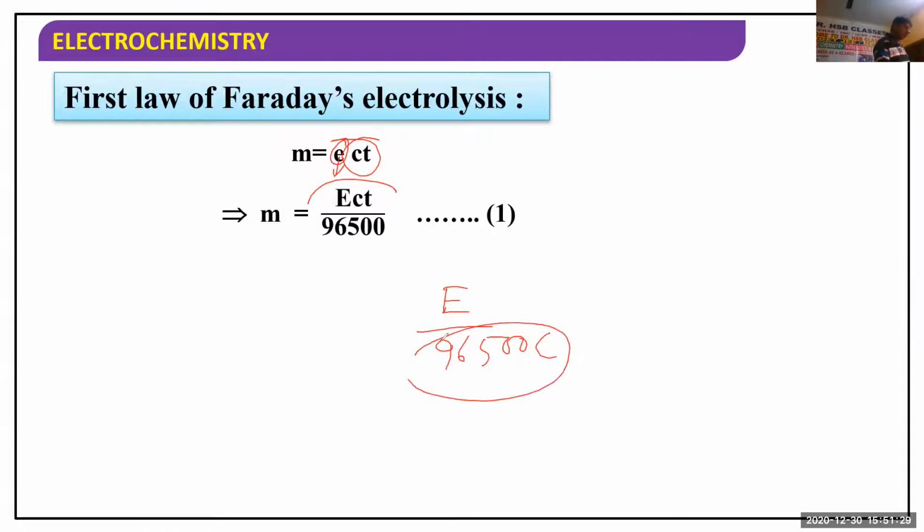This is actually when 1 Faraday of electricity is passed through a solution, that is 96500 coulomb, it deposits E amount, or an equivalent amount, of substance. So the electrochemical equivalent is actually the equivalent weight divided by the charge of 1 mole of electrons, that is 96500 coulomb. So this is equal to Z or small e here.